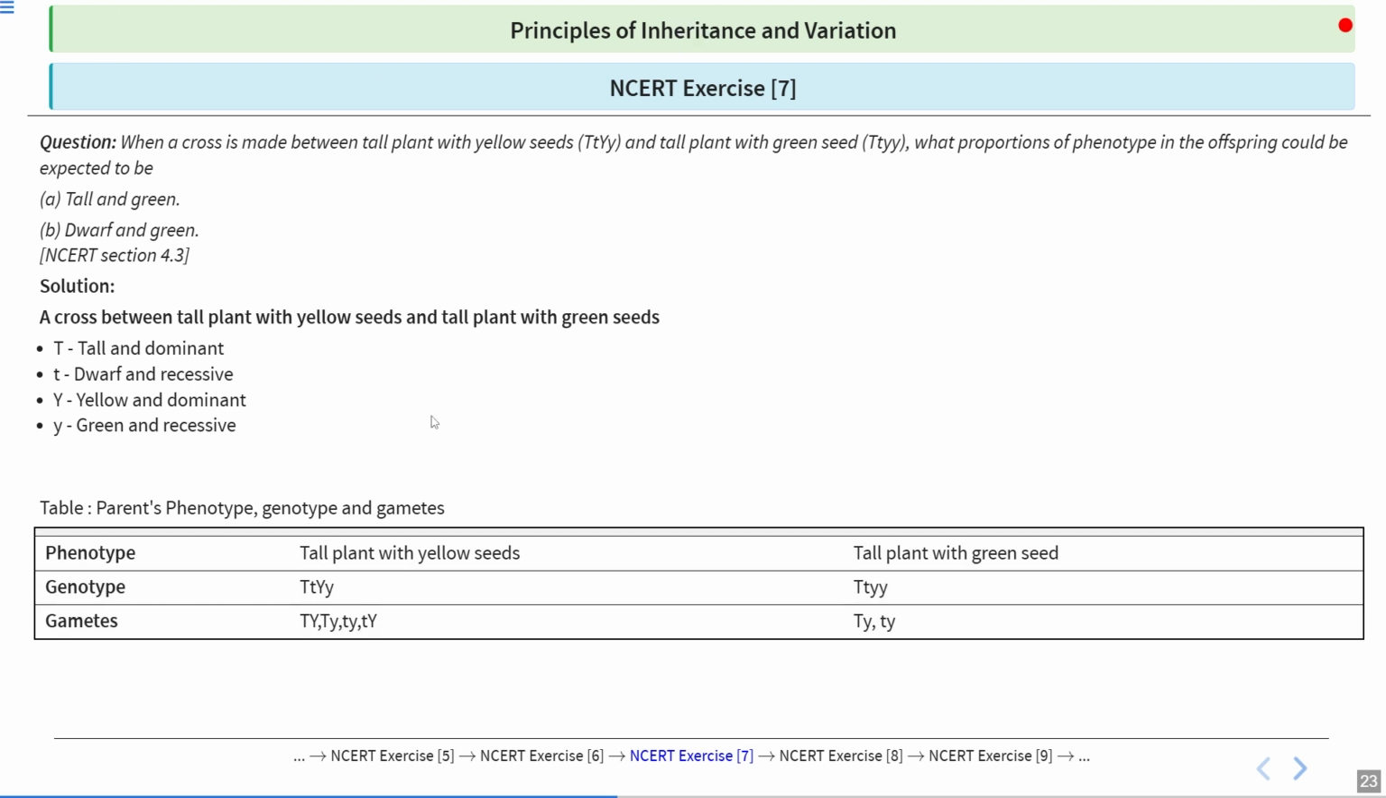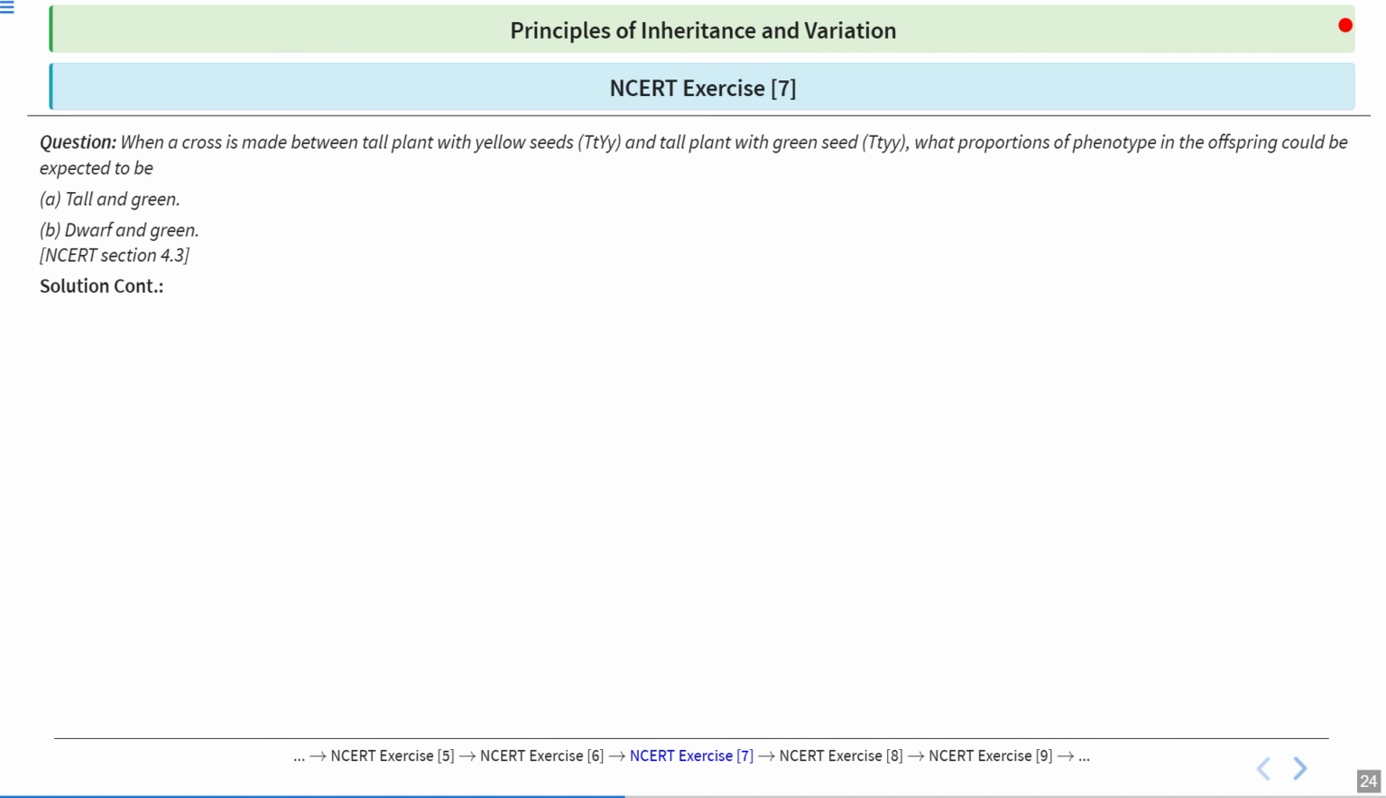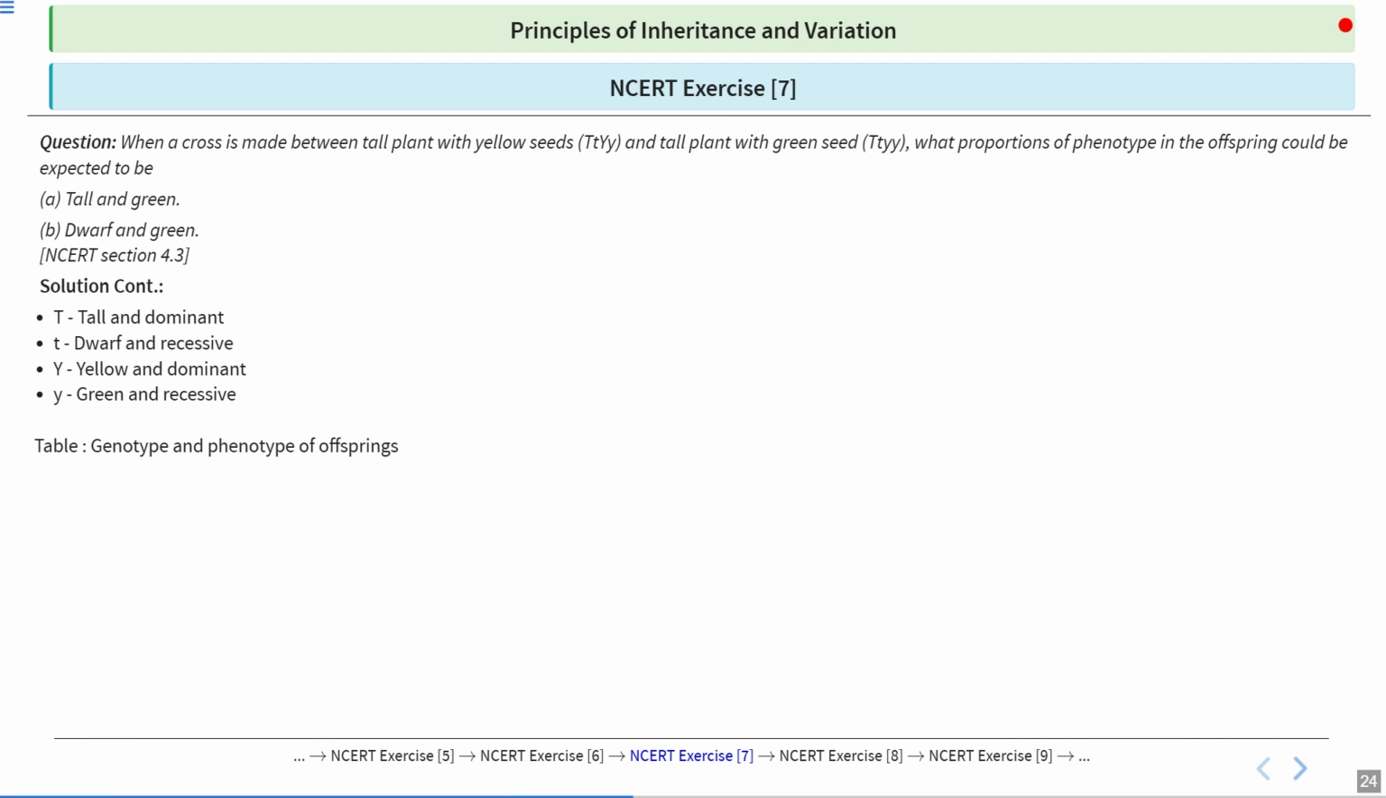Then the gametes which will be produced here, again you can calculate the gametes using the formula 2 raised to power n, and then you can write the gametes also. So this parent having the phenotype tall and yellow seeds will produce 4 kinds of gametes. Then the other parent will form 2 types of gametes only. Now, let's calculate the genotype and phenotype of the offspring.